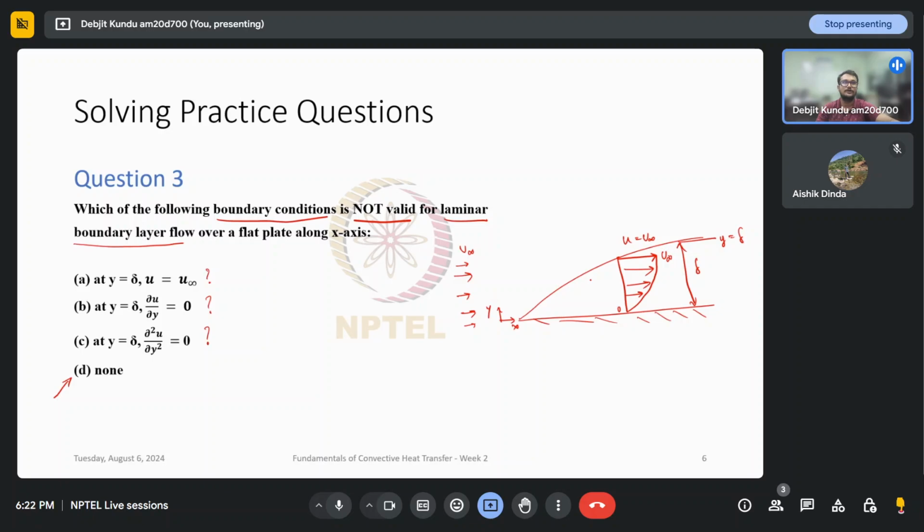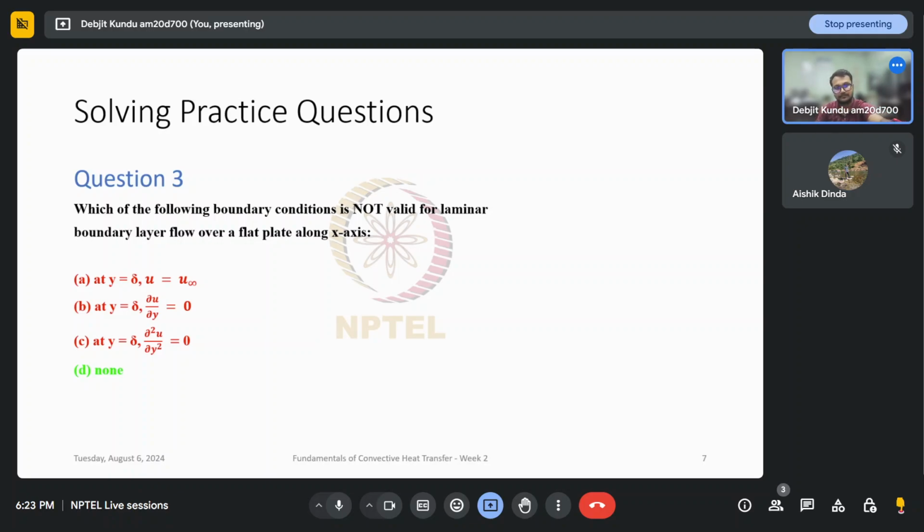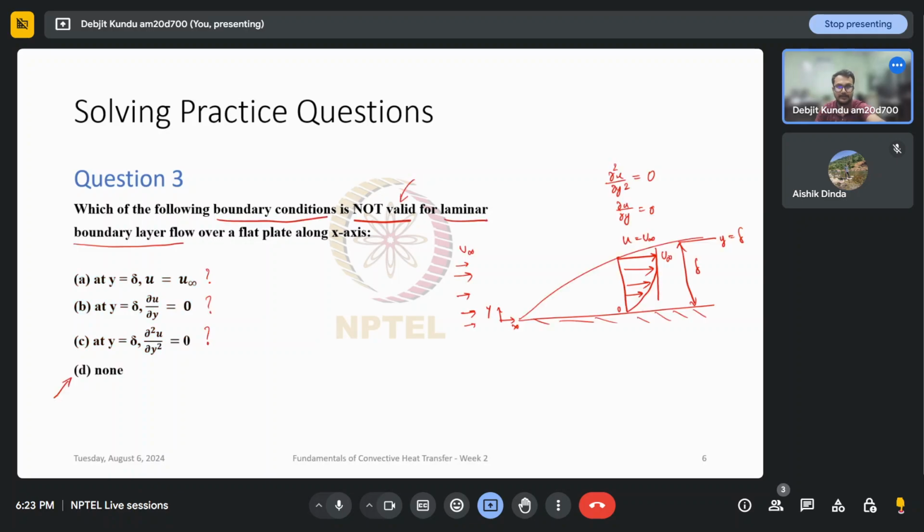Statement B says dou u dou y is 0. There is this gradient, this slope at y equal to delta, that also becomes 0 because u cannot increase or decrease further than u infinity. It just becomes u infinity and remains constant over there. So dou u dou y is also equal to 0. And if dou u dou y is 0, we know that if I differentiate it once again, the second derivative of u with respect to y should also be 0, right? So all these three statements are valid statements, so none of them are not valid. So D should be the correct answer, and it indeed is. So far so good. Any questions on this?